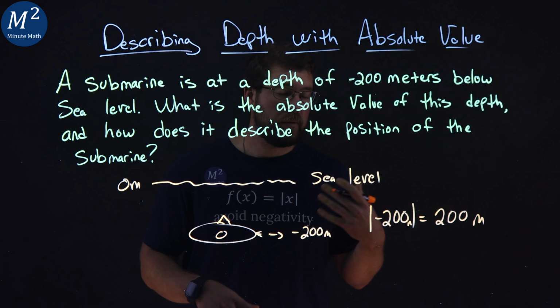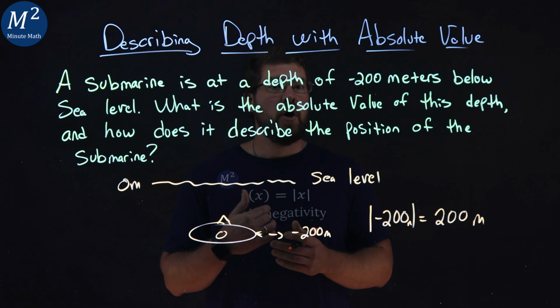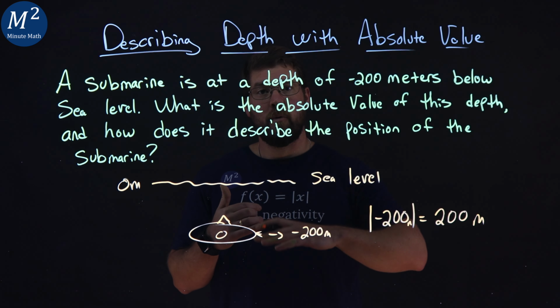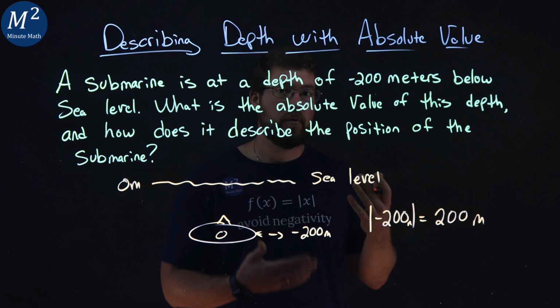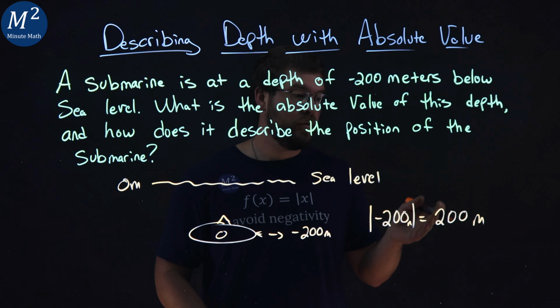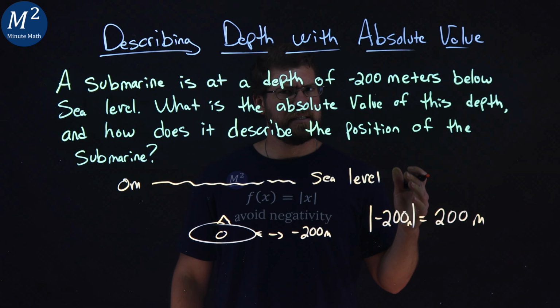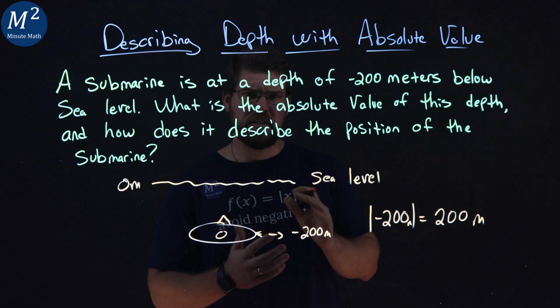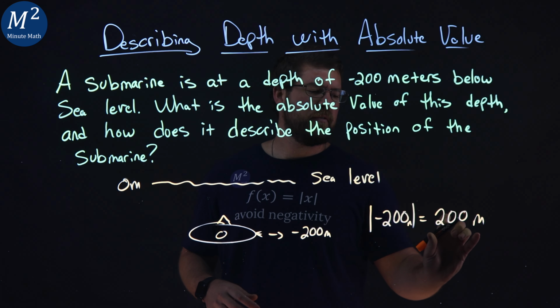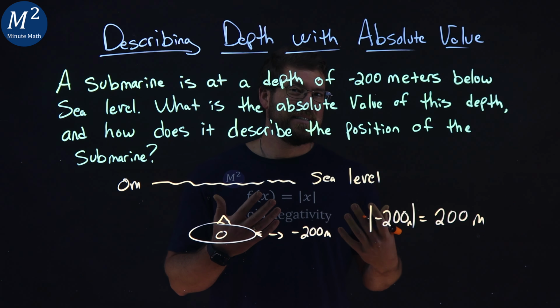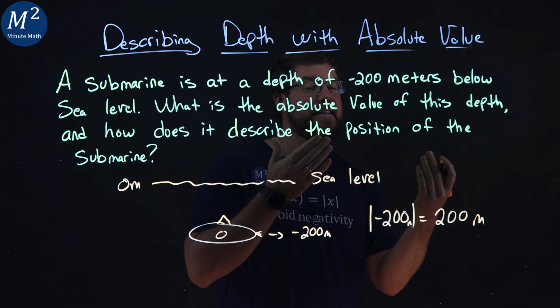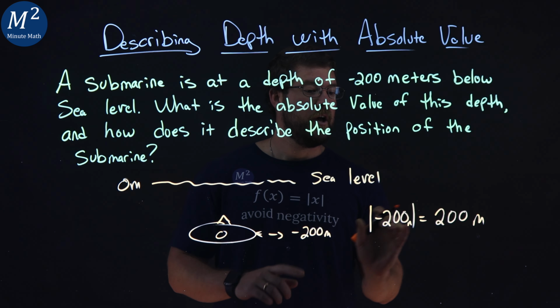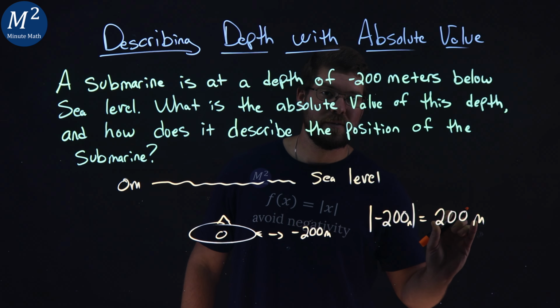Well, a lot of times when we're describing that difference, we'll say below or above with depth here, and we won't write the negative. So if I said we're below sea level 200 meters, I wouldn't say below sea level negative 200 meters. That'd be like a little double negative. So the absolute value kind of shows that here, and we would say that our submarine is 200 meters below sea level, and it's at a depth of negative 200 meters, but it's 200 meters below sea level.